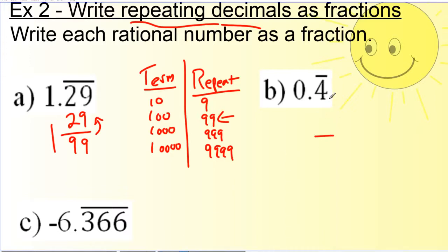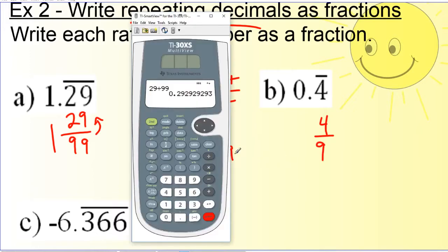All right, so since it's a repeated decimal, I'm going to take the part that's being repeated. It goes up top. Now, which of those sets of 9s do you believe goes in the bottom? Well, there's 1 number up top, so you use 1 9 down below. That's it. Check it. Clear. 4 divided by 9 equals, boom, 0.4 repeated.